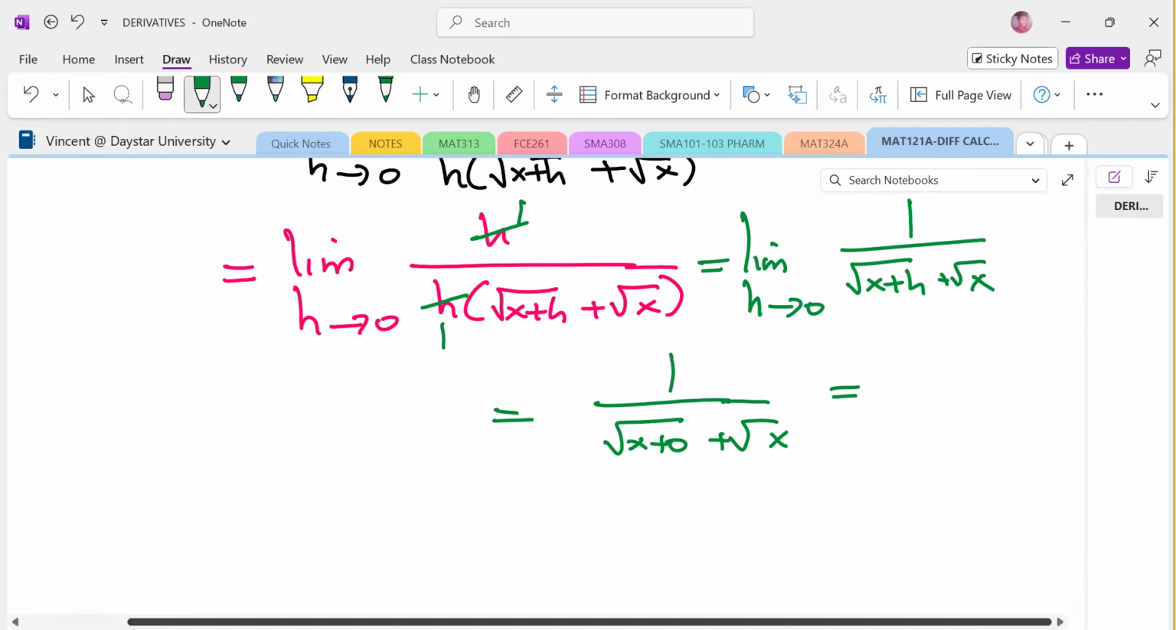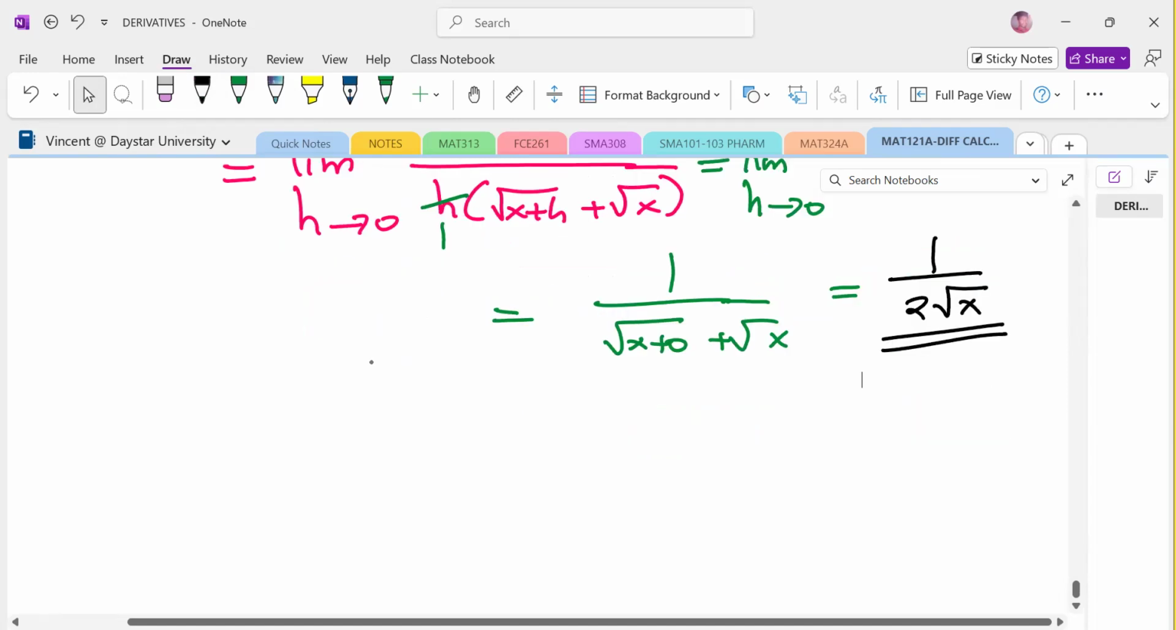And this will be reduced to x plus 0, which is x. So root x plus root x is 2 root x, correct. So therefore, the final answer will be 1 over 2 root x. So this is what you have.